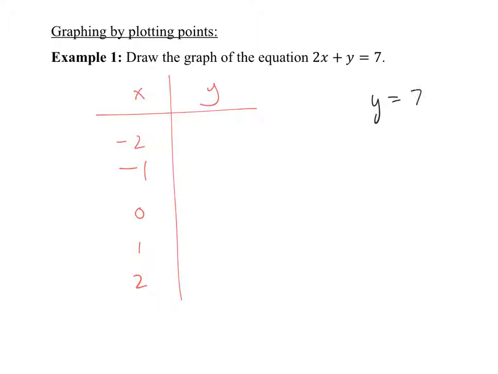So y is equal to 7 minus 2x, and I can plug in for x. If I plug in negative 2, I'm going to get 11. If I plug in negative 1, I'm going to get 9. And I'll notice they all go down by 2.